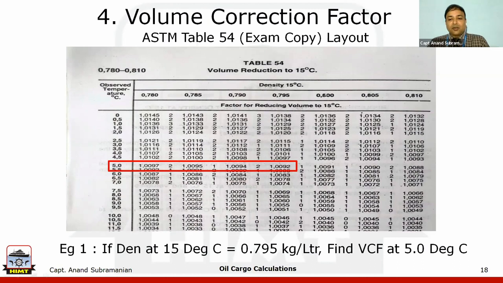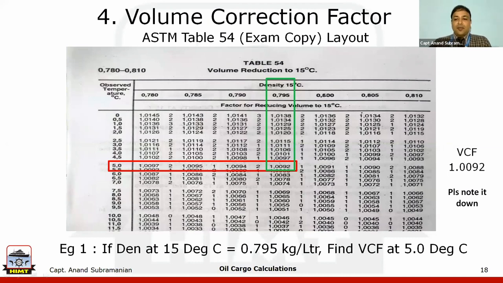What we do is we first go to the 5 degrees Celsius. We put a scale over here. We take it around on the same horizontal, and then we stop where we reach the density at 15 degrees Celsius. From there, we'll start looking down. Wherever these two meet, the value is 1.0092. So the volume correction factor is 1.0092. I request you to please note it down somewhere on a piece of paper, because we'll be using this VCF for our simple calculations further down in this module.